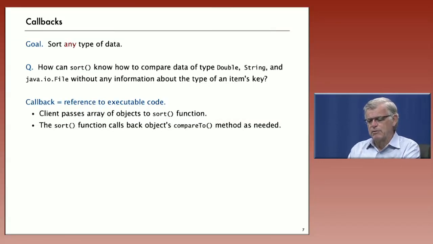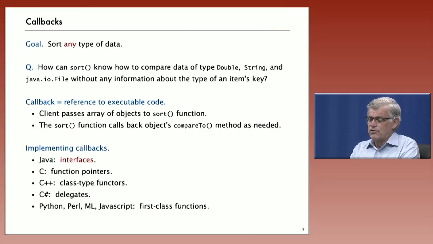we set up a mechanism known as a callback, or a reference to executable code, where the client, by passing an array of objects to the sort function, in Java, there's an implicit mechanism that says that any such array of objects is going to have a compare to method. Then the sort function calls back the compare to method associated with the objects in the array whenever it needs to compare two items. There's a lot of different ways to implement callbacks, and that's programming language specific.